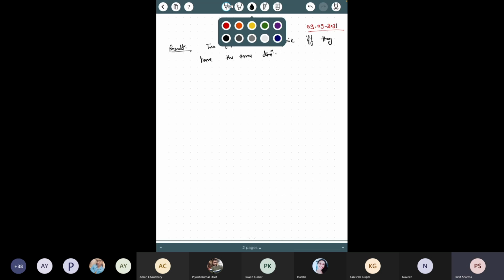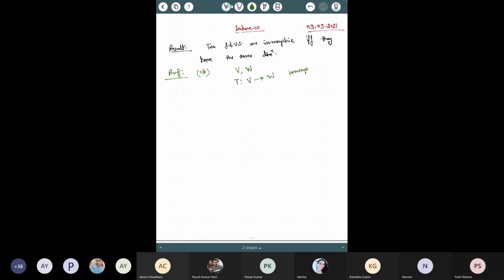So why is this true? This is an if and only if, so you have to check both ways. Let us check first one direction. Suppose you have two finite dimensional vector spaces, say V and W, and they are isomorphic. So there is an isomorphism from V to W, because they are isomorphic. Up to this is given. Now how to show that they have the same dimension? Can you tell me? It's very straightforward.